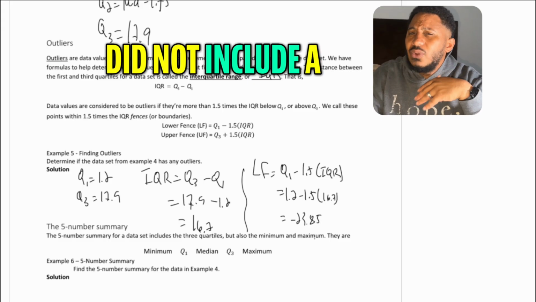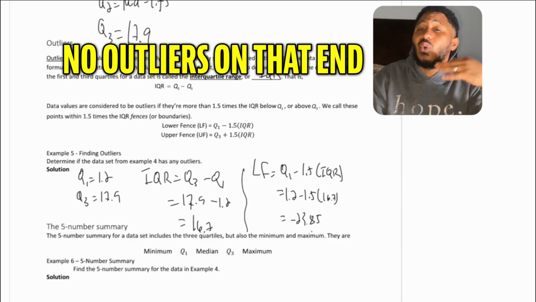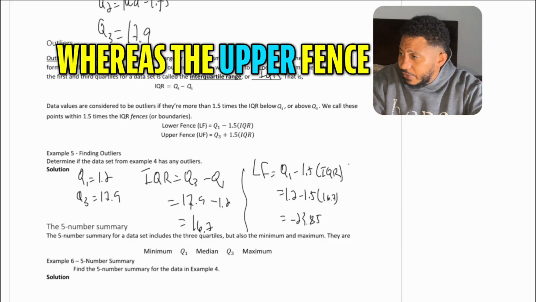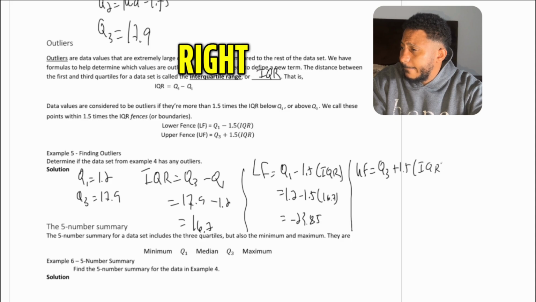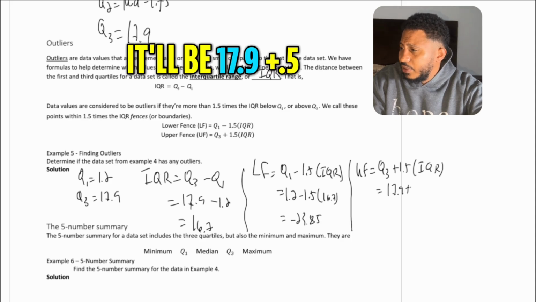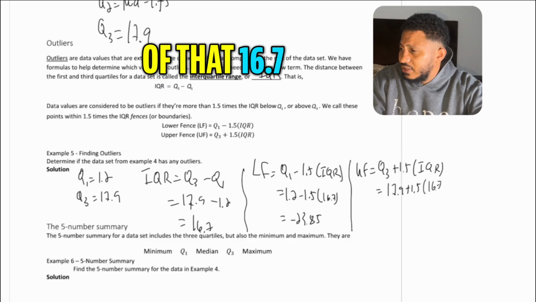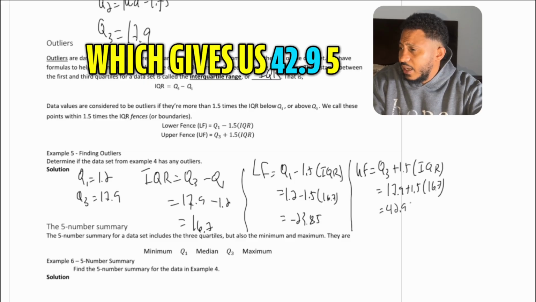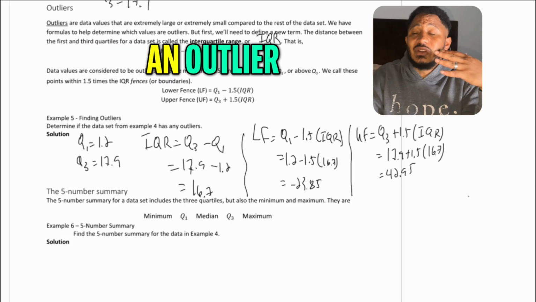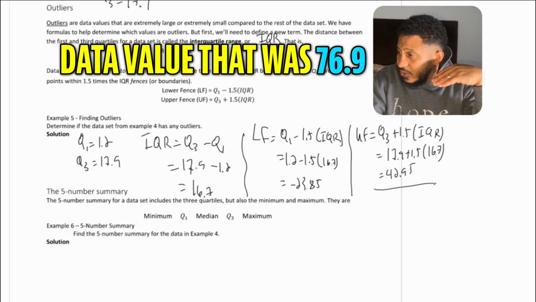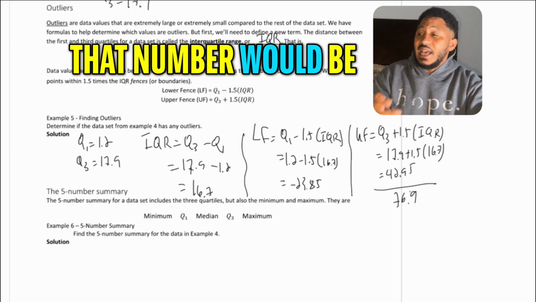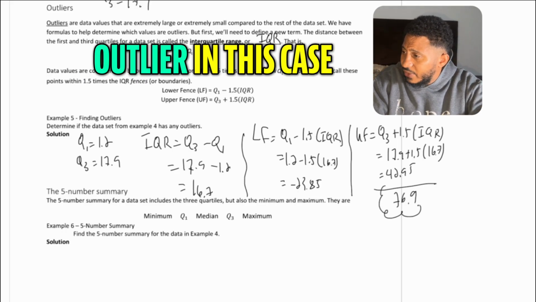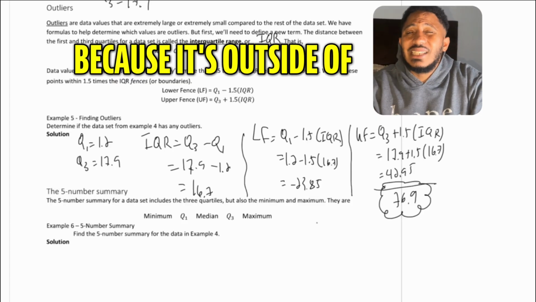Since our data set did not include a number lower than that, there are no outliers on that end. Whereas the upper fence, let's try the upper fence. The upper fence is Q3 plus 1.5 of those IQRs. In this case, it would be 17.9 plus 1.5 times 16.7, which gives us 42.95. So any number above that would be considered an outlier. Now, we did have a data value that was 76.9, right? Because that's above the upper fence, that number would be considered an outlier. In other words, we do have an outlier in this case because it's outside of our fences.